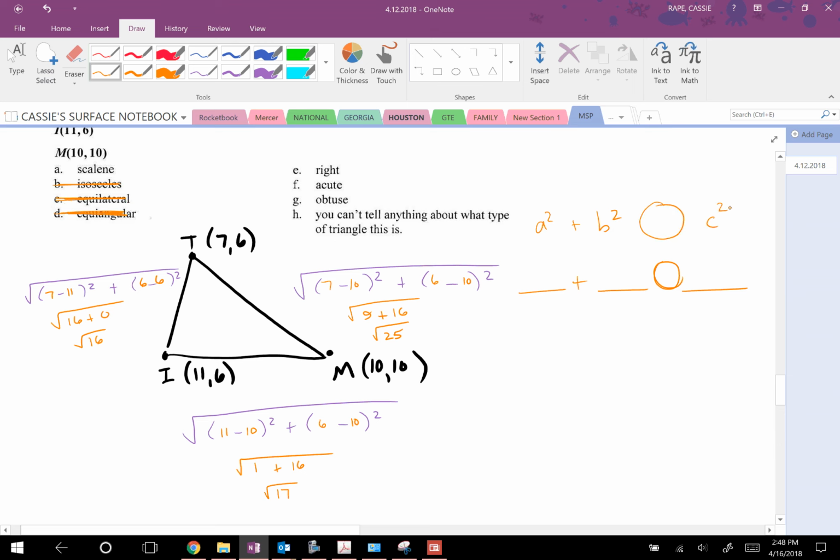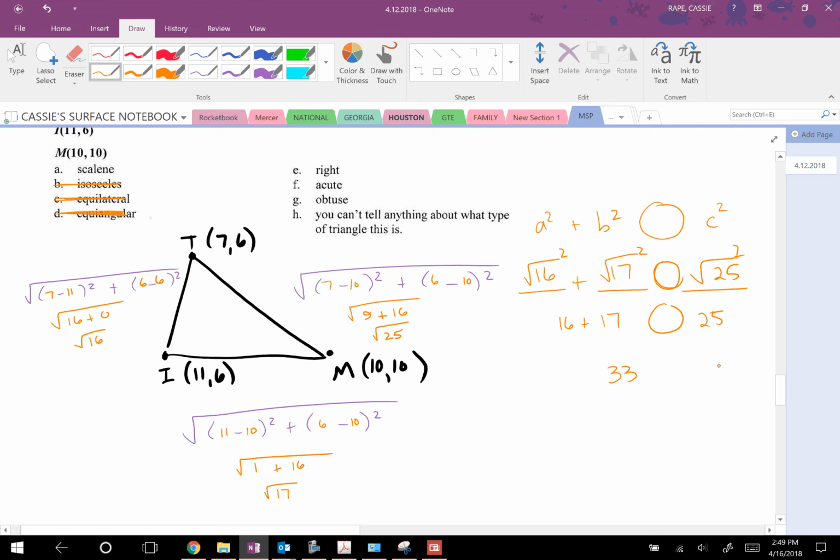So now then, in the square root form, the square root of 16, square root of 17, square root of 25, I just put them in order from least to greatest. And every one of them gets squared because that's what the Pythagorean theorem does. Square root of 16 squared is 16, plus the square root of 17 squared is 17, and the square root of 25 squared is 25. So 16 and 17 is 33, and 25.